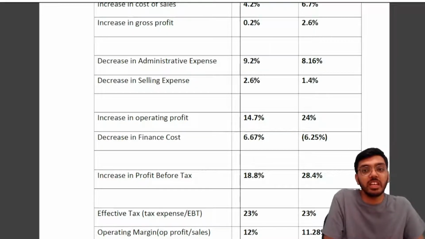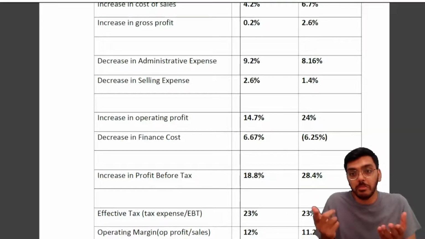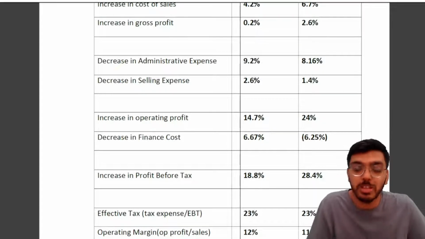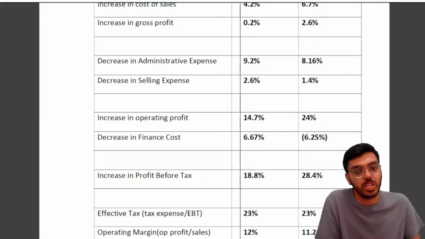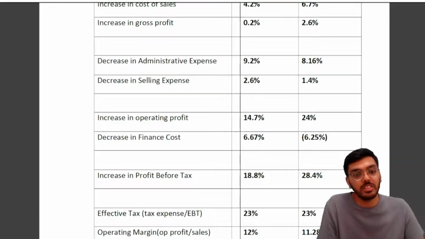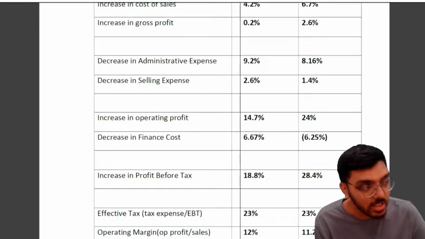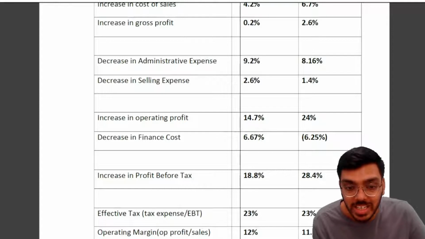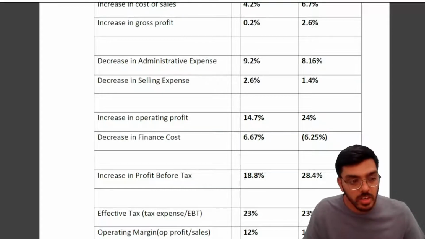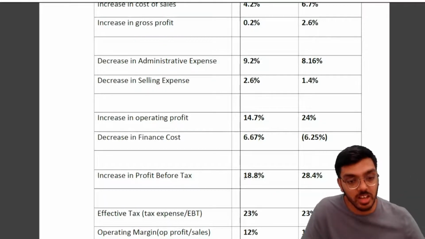Our decrease in finance costs was 6.67. For them, there was an increase in finance costs of 6.25, which means they might have taken a new loan on which their interest payments went up. Still, their increase in profit before tax was more than ours. Ours was 18.8. Theirs turned out to be 28.4. So if I look at these most important figures, it's clearly telling me that Hotlo is doing better than Piping in this current year.